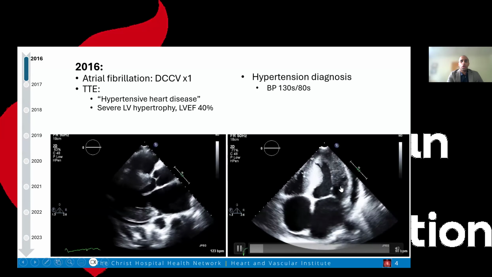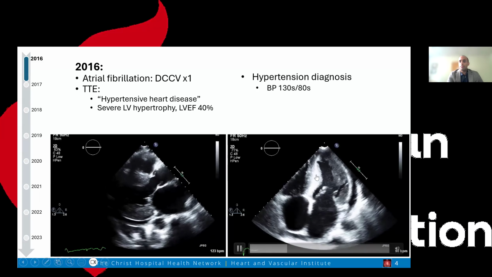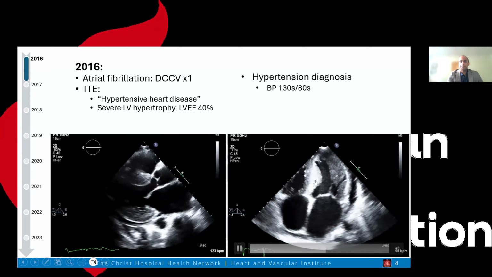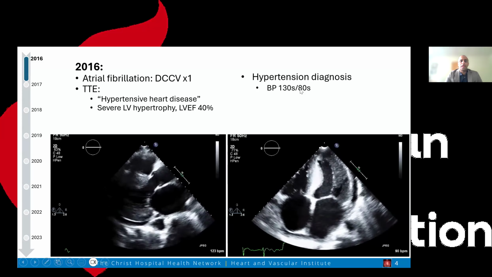In addition to that, she'd already had some signs of ejection fraction reduction, EF, about 35–40% at this point. And she was diagnosed with hypertension, but really her blood pressure was only 130/80, so not severely elevated in that way.